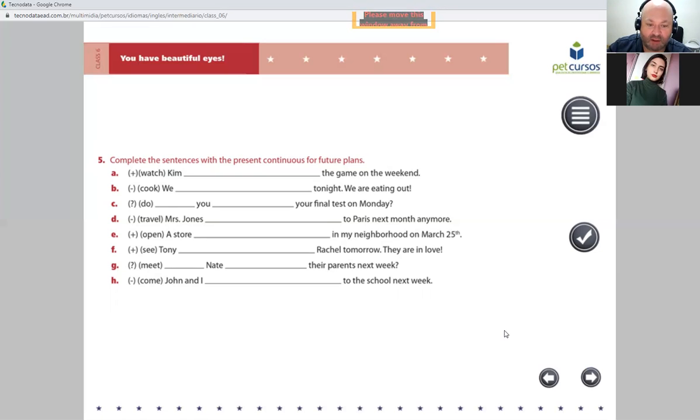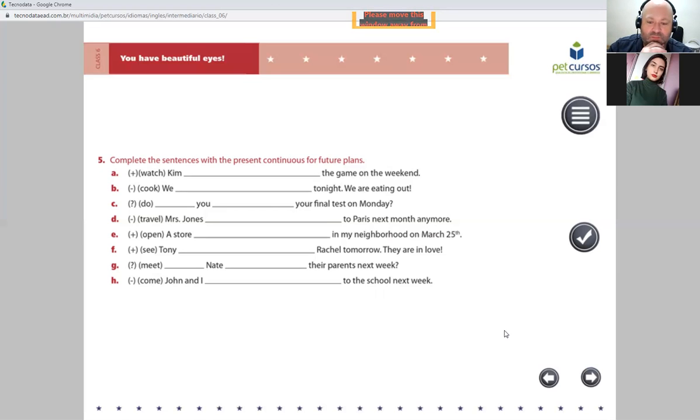Mr. Jones isn't traveling to Paris next month anymore. Yeah, translation. Dessa frase aí eu quero. O Sr. Jones não vai viajar para Paris no próximo mês. Mais isso. Só que não é o Sr. Jones, não. Miss Jones. Mrs. É senhora? Senhora Jones, isso. Se fosse o senhor, seria MR. Mr. MRS é Senhora Jones.